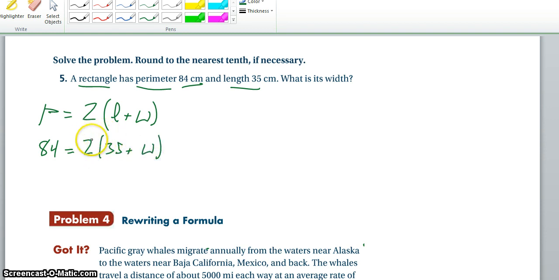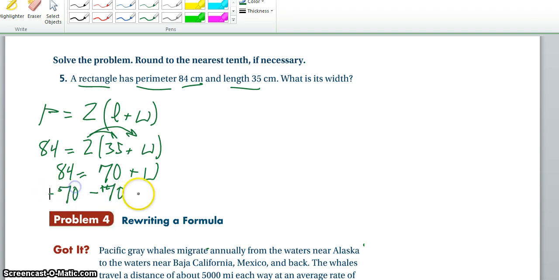Now we can go ahead and distribute here since I don't know what the W is. So 2 comes to the 35, 2 comes to the W. So 84 had nothing happen to it. 35 times 2 is 70 plus W. Since this is positive, we can get rid of it through subtraction. That leaves W equal to 14.